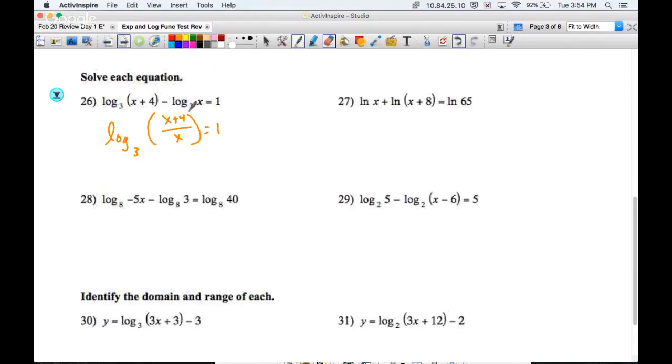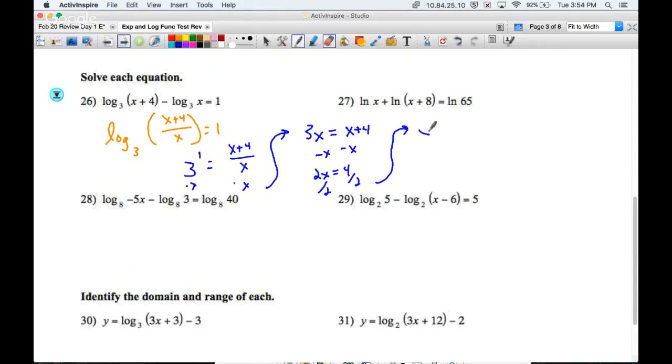And once you have it condensed to a single logarithm, rearrange it into exponential form. This becomes 3 to the power of 1 equals x plus 4 over x. And now we just have to solve this. Maybe I'll multiply x to both sides. Times x, times x. Now we've got 3x equals x plus 4, minus x, minus x. 2x equals 4, divided by 2, divided by 2. X equals 2.